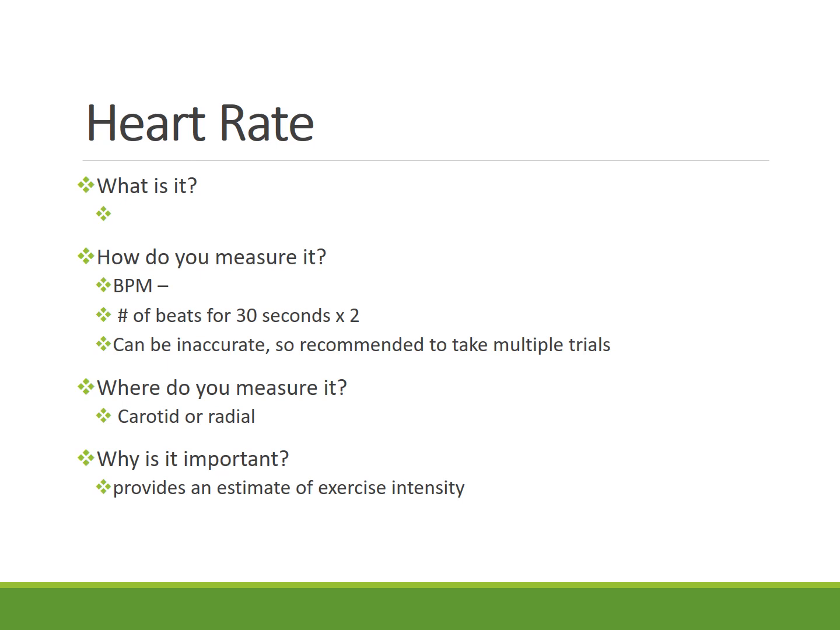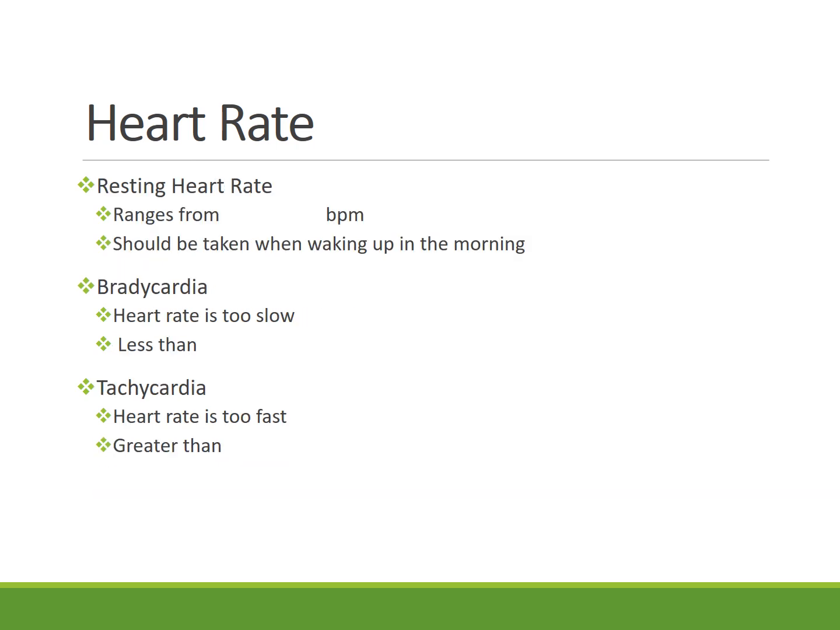Why is it important? It provides an estimate of exercise intensity. You want to get an idea of their resting heart rate, and then maybe check it a couple of times when they're working out to see how their heart rate is either going up or staying the same. A resting heart rate should be between 60 and 100 beats per minute. If it's too slow, less than 60, that's called bradycardia. If it's too fast, something over 100, that's tachycardia. If they're having either one of those, you might want to have them go to their physician for a checkup.